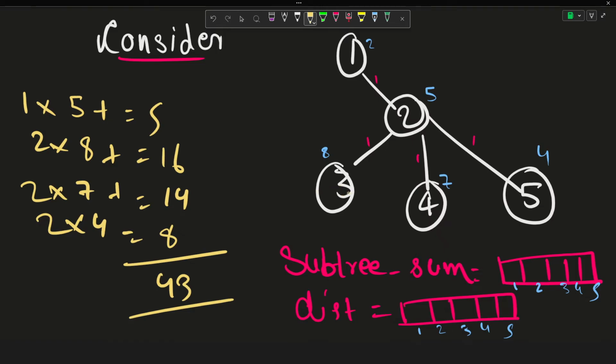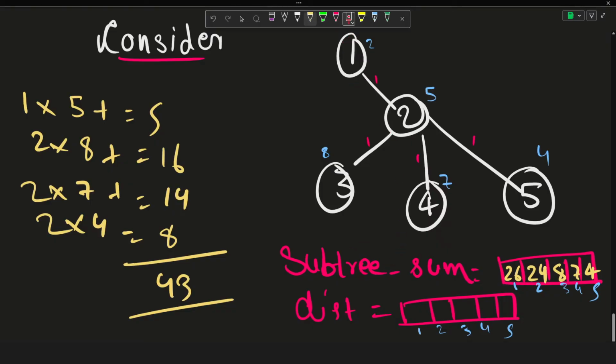So, as you can see, for the third, fourth and fifth vertex, the subtree sum is 8, 7 and 4 respectively, right? And for 2, if we look, the subtree sum is what? So 8 plus 7 plus 4 plus 5. So it would be equal to 24, and the subtree sum for 1 would be equal to the sum of every value present at every vertex. So it would be 24 plus 2, that is 26. So this is our correct subtree sum for this tree rooted at vertex 1 initially, right?